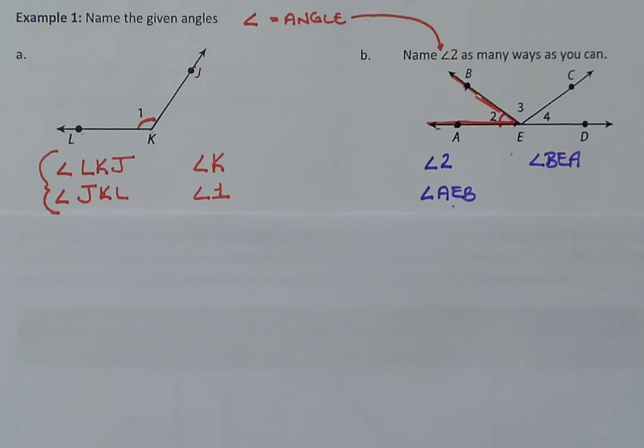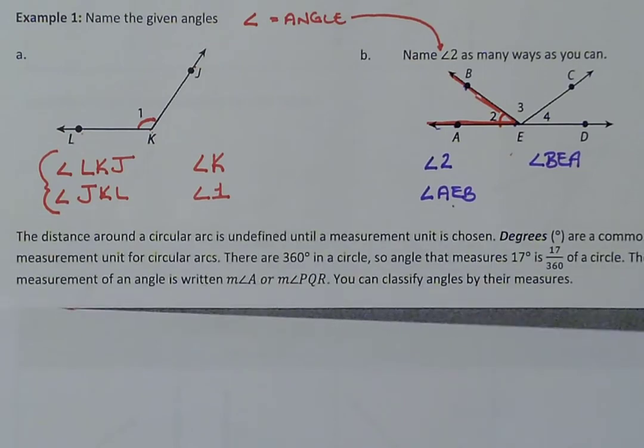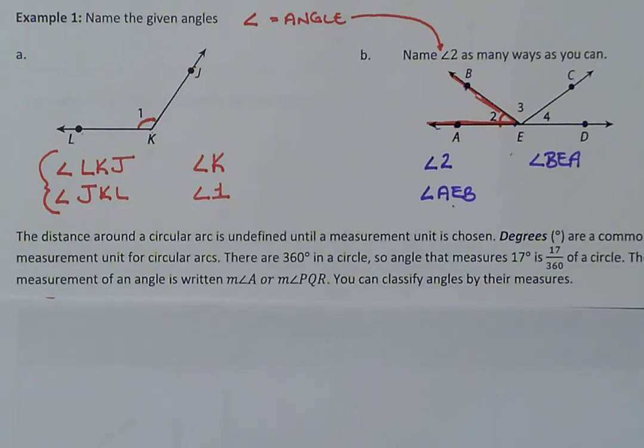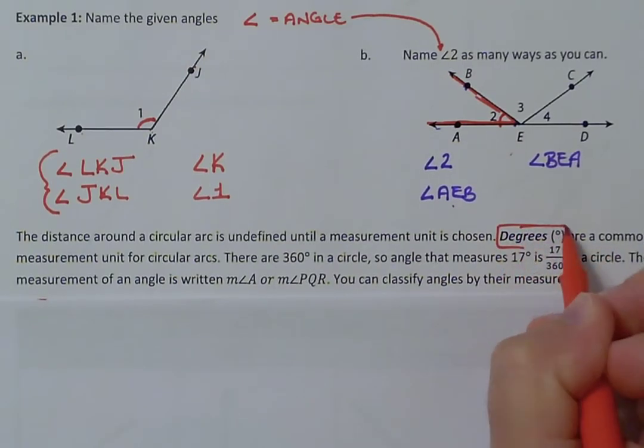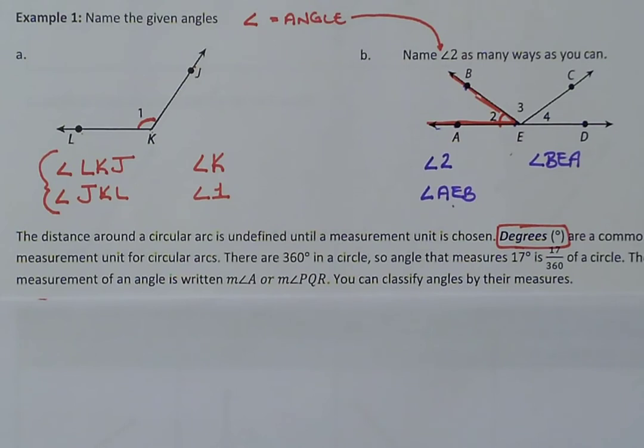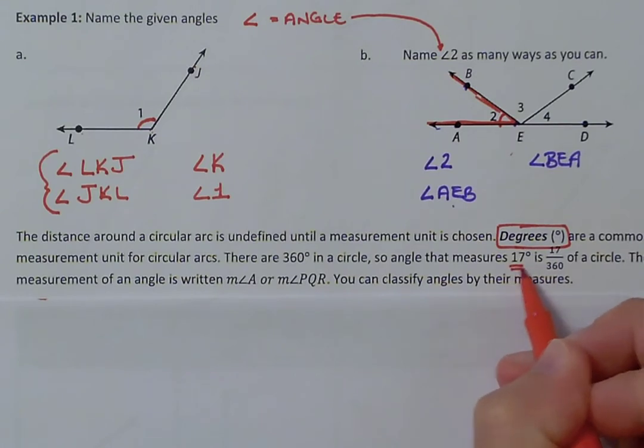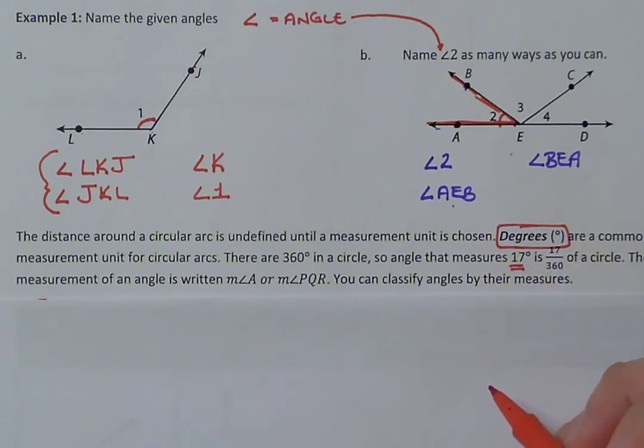Next, we're going to take a look at how we measure them and how we classify angles based off their measure. So this part is going to talk about how we measure angles and what measurement unit we use. Know that we are going to use degrees as our form of measurement for angles. It's the most common way that we measure angles, and it's going to be how we use it for geometry. So if you see a little degree symbol next to a number, that refers to its measure. So 17 degrees would be the measure of an angle.